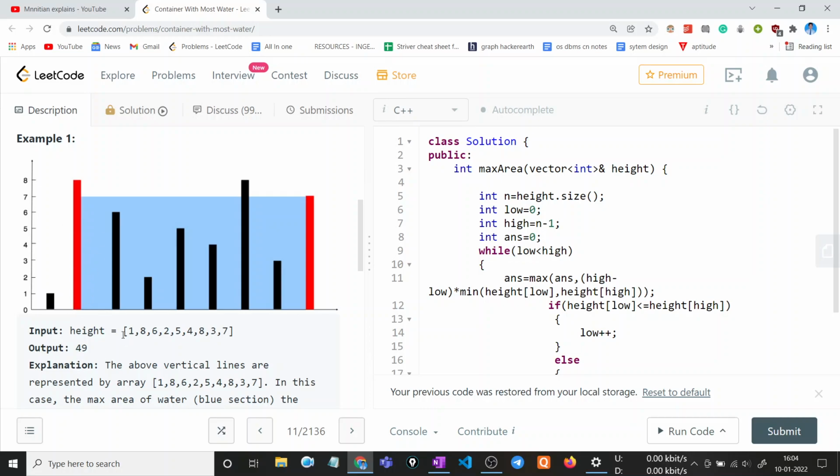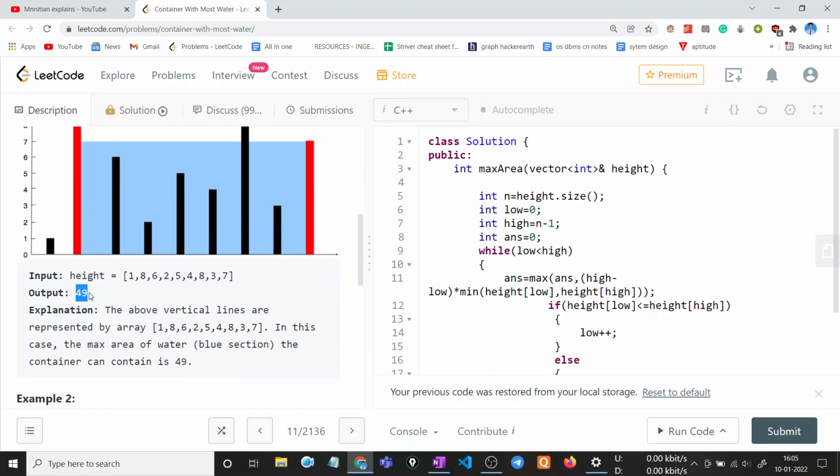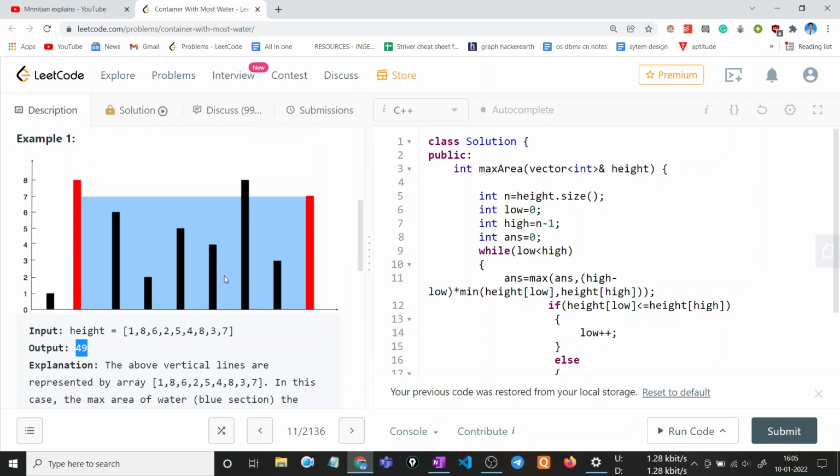Like we have given some heights, like this is one, the height is 1, and this height is 8, and you can see that the area between 8 and 7 is 49. So actually this is the maximum. You can also see that water is stored between these two verticals whose heights are 8 and 6, but it is less than 49, so we have to maximize our answer. So let's get into the solution.